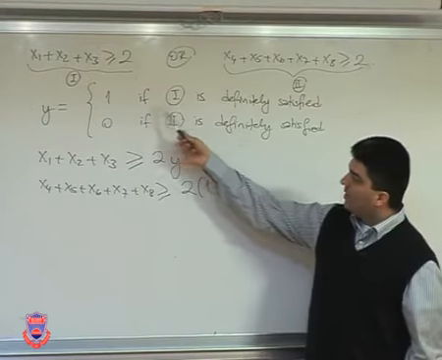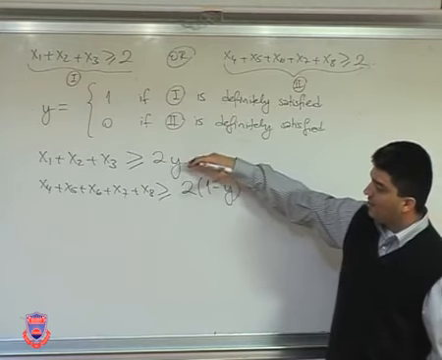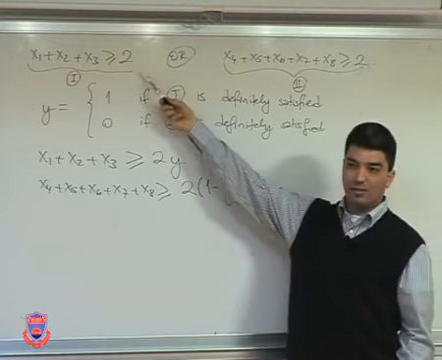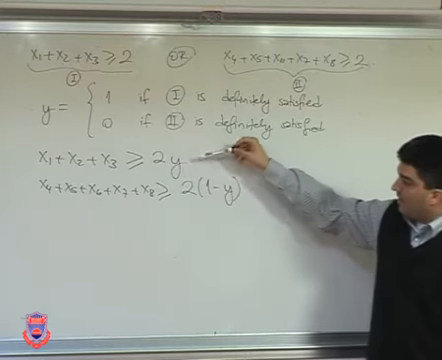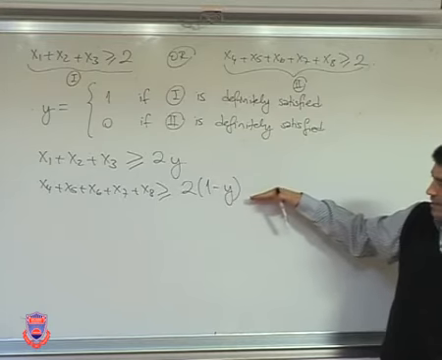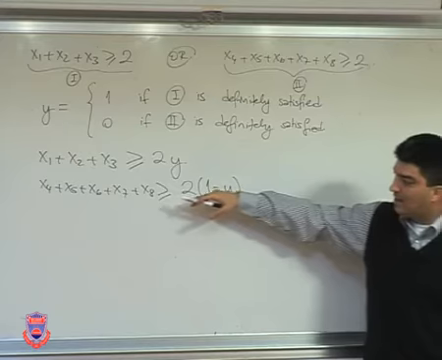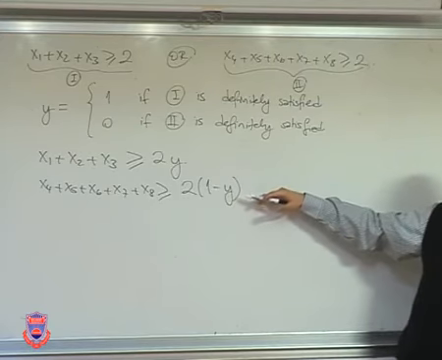If y is equal to 1, I want to make sure that 1 is definitely satisfied, which means that I want to make sure that the first constraint coincides with this one actually. Okay? And if y is equal to 1, then the other constraint should become a redundant constraint, which means that it will always be satisfied. Okay? In other words, this does not impose any restrictions on your variables.